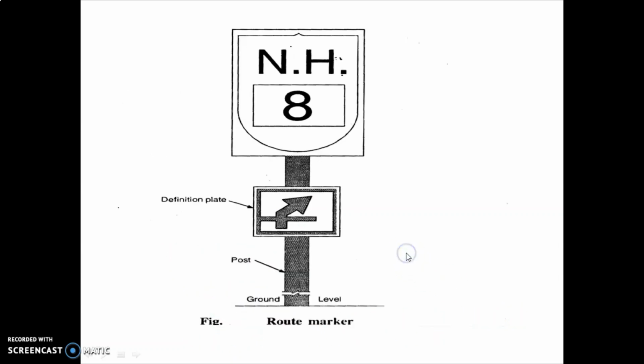Okay, you can see this is the route marker. This type of route marker will be there. Here the definition plate will be there. This is your post, this is your ground level. So this type of figure you have to remember. This is called route marker.